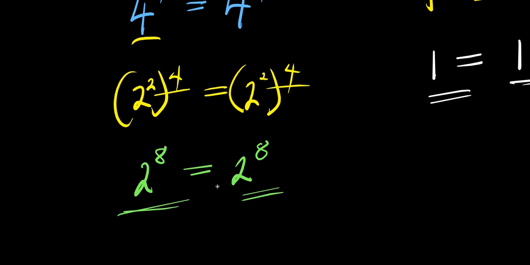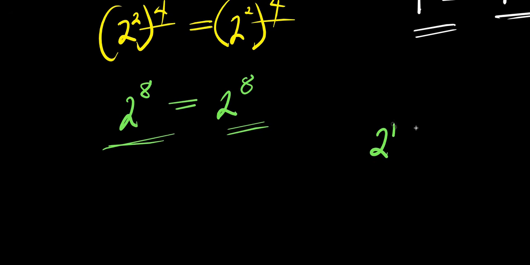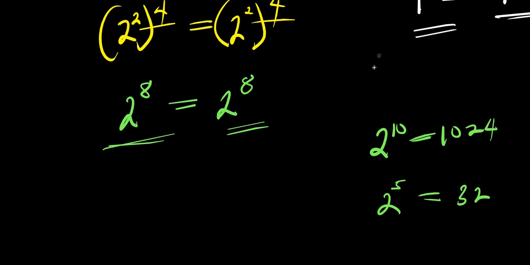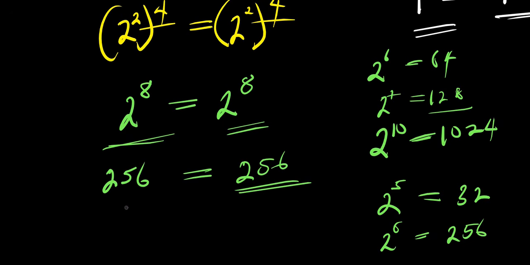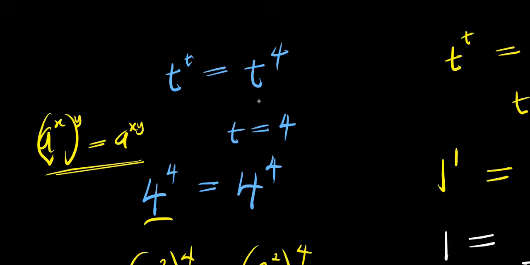What's the value of 2 power 8? 2 power 5 is 32, right? Then 2 power 6 is 64, 2 power 7 is 128, and 2 power 8 will be 128 times 2, that is 256. So this is 256 equals 256. That means 2 power 8 is the same thing as 4 power 4, which is 256.